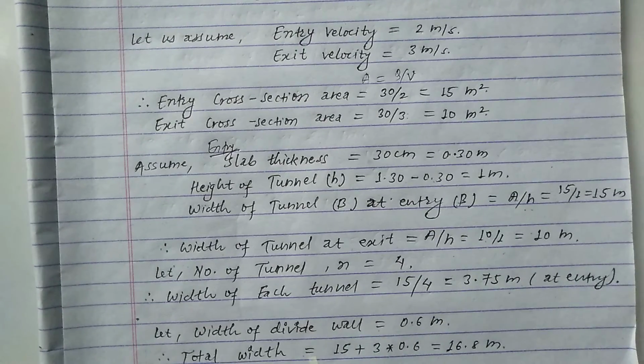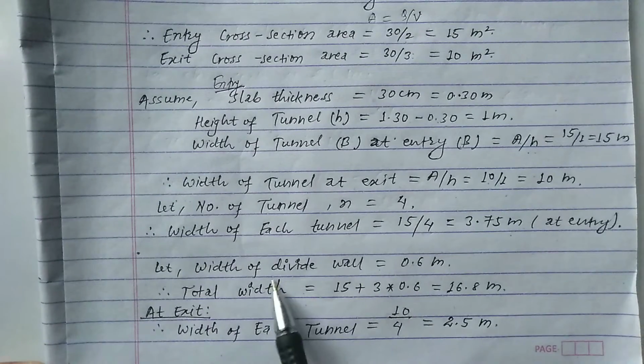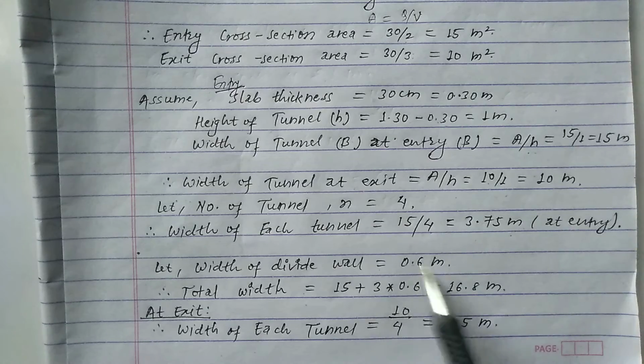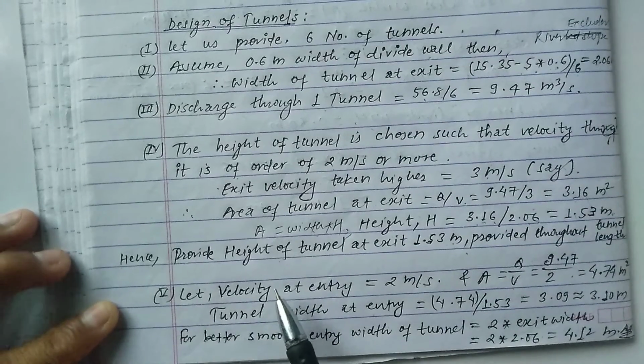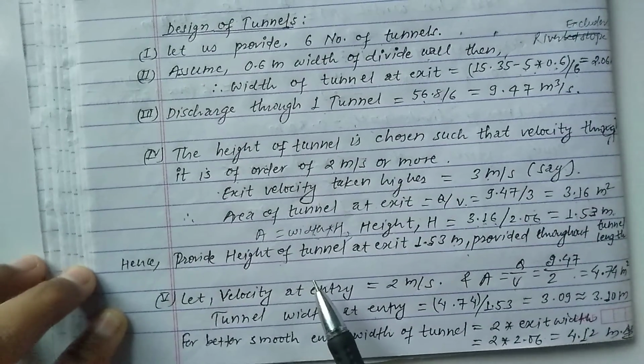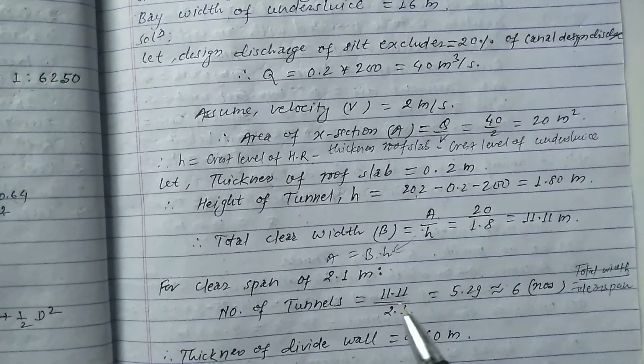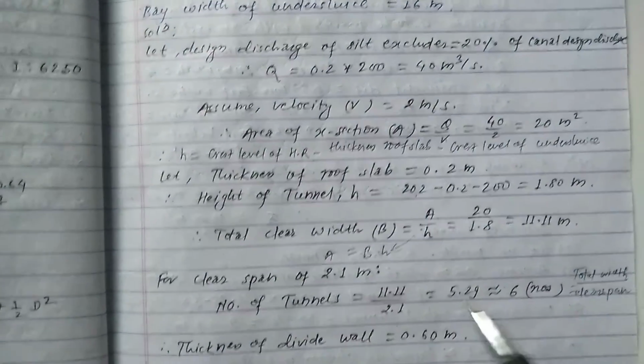Now we have to assume the width of the divide wall. I already told you in the previous video, we always take the width of divide wall as 0.6 meter. In the previous video we also took the width of divide wall equal to 0.6 meter. You can see here, assume width of divide wall is 0.6 meter, and also in the first numerical we took the width of wall equal to 0.6 meter. So we always take the width of wall as 0.6 meter.